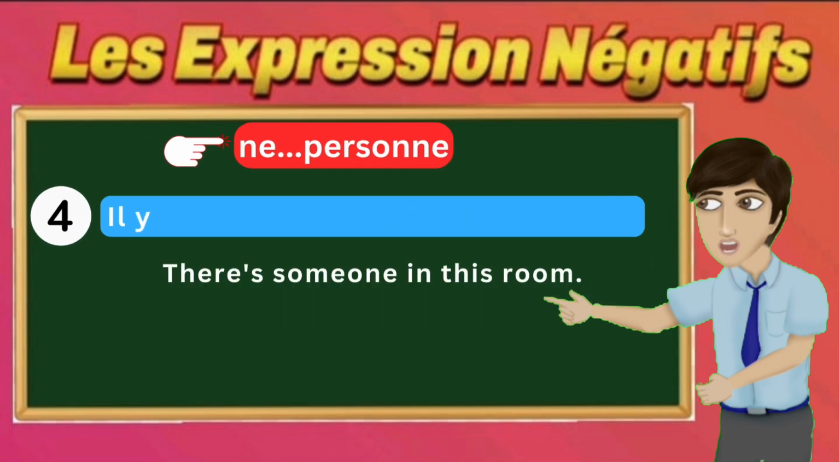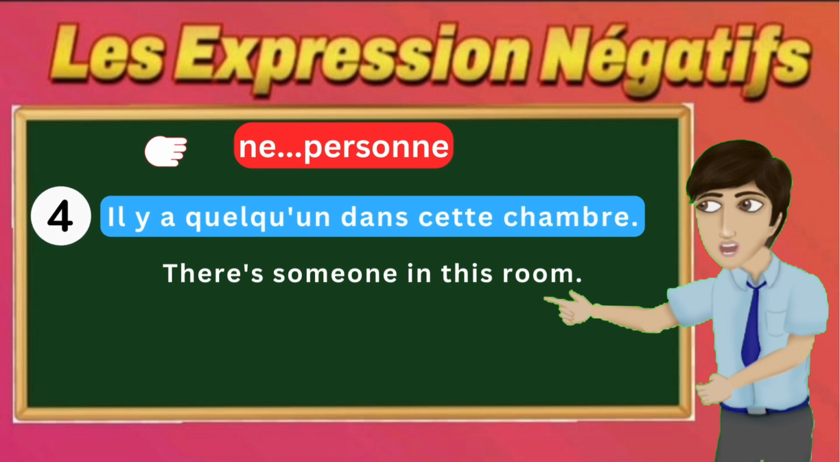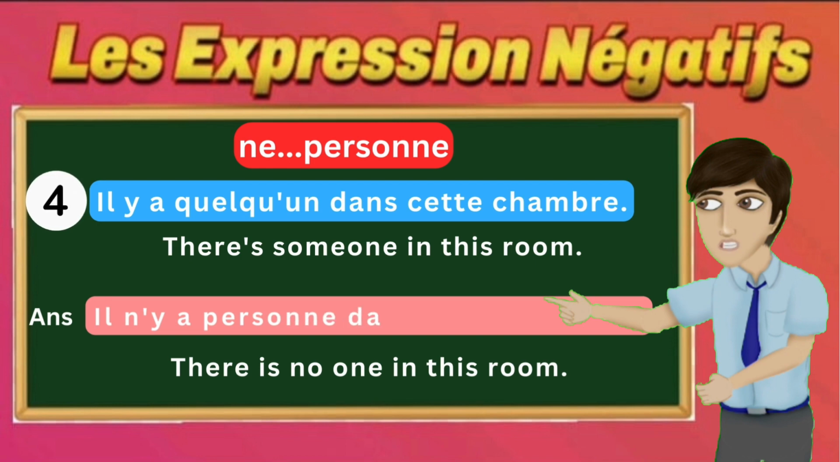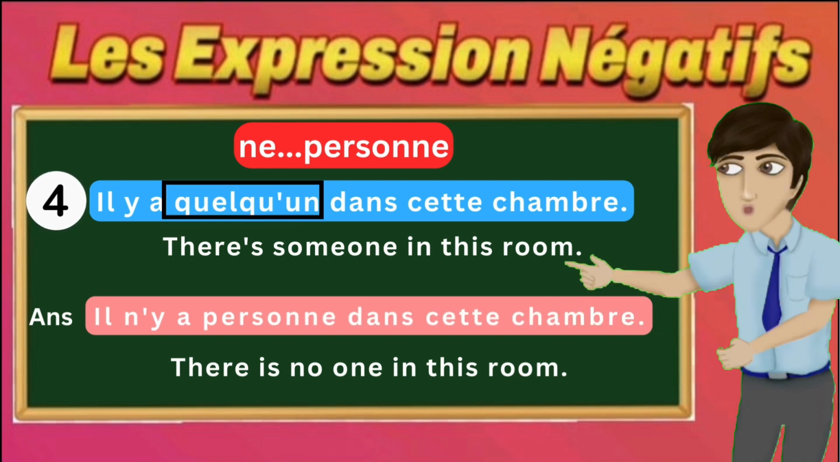Fourth, ne personne. Il y a quelqu'un dans cette chambre. There is someone in this room. Il n'y a personne dans cette chambre. There is no one in this room. I have changed quelqu'un to ne personne. Il n'y a personne dans cette chambre. There is no one in this room.